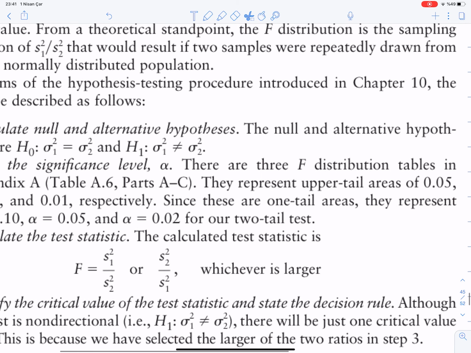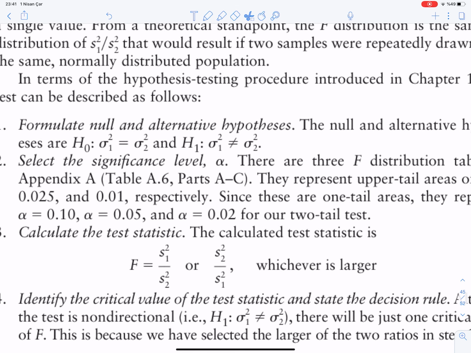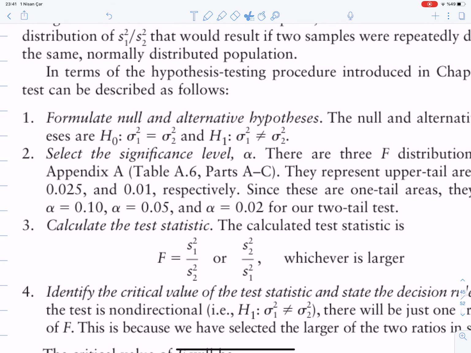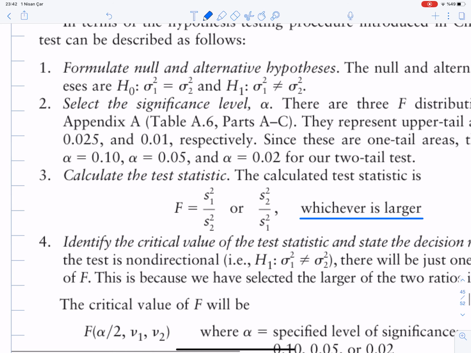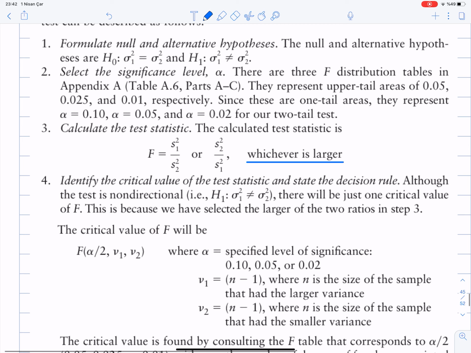And the alpha level, according to the book, there are 3 different tables, but I presented you 4 of them, even though the book only has 3. The calculated F statistic is this one, and it tells you to pick the large one. So you pick the large one. That's what it tells you in the book. Picking the large one means you should have the maximum variance in the numerator part. So it is the same. And in the book it presents the alpha level first. I don't prefer this representation. I prefer the degree of freedom to come first.